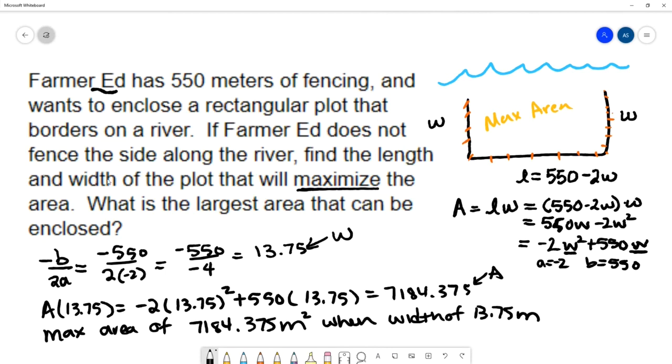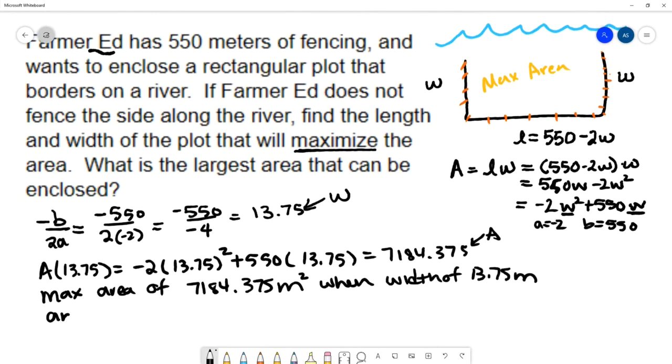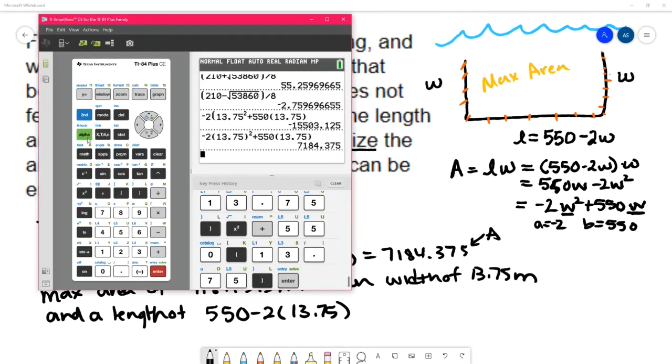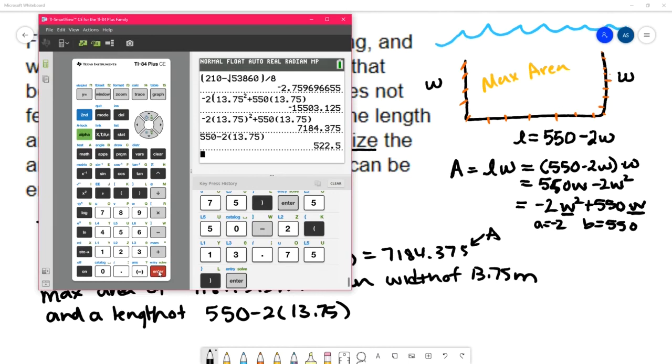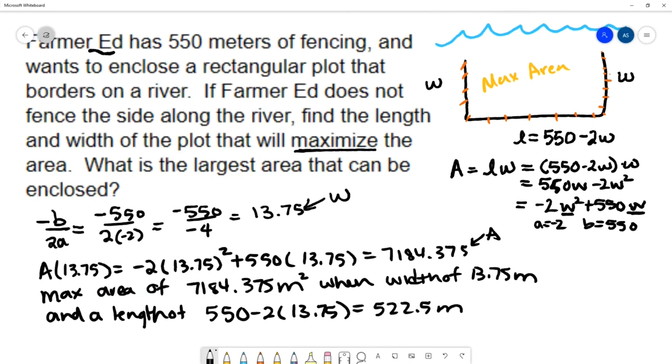Find the length and the width. I found the width, but I haven't found the length. So let's find the length. So, a length of, I'll do 550 minus 2 times the width. That's 13.75. So I'll bring my calculator back and do 550 minus 2 times 13.75. So 522.5 meters. So we have a maximum area of 7,184.375 with the width being 13.75 and the length being 522.5 meters.